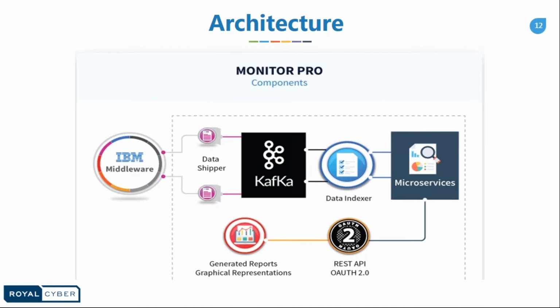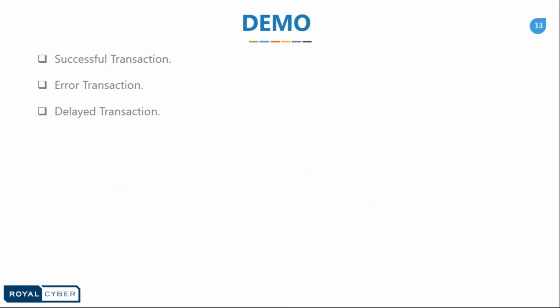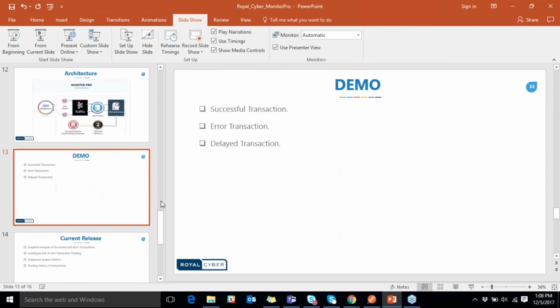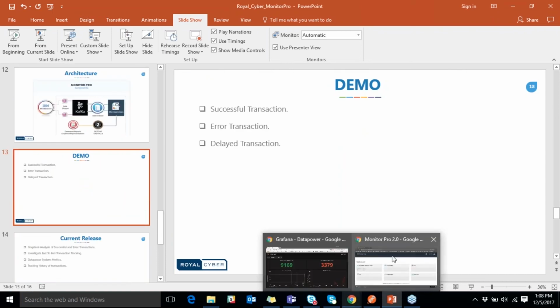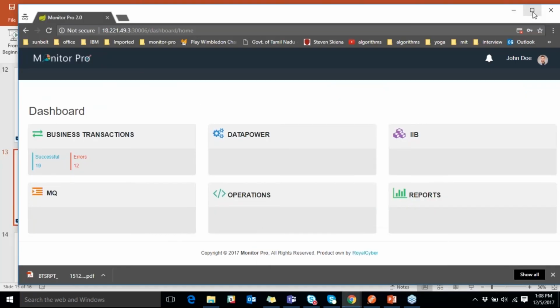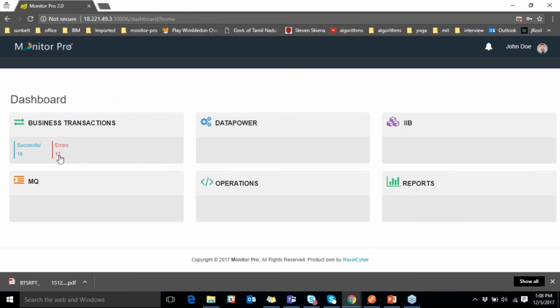and we have used all the open source stack. So the customer who is going to buy MonitorPro doesn't have to pay any license cost for the other software other than MonitorPro. So we do have Kafka, we do have microservices, we do have a high-end Elasticsearch database which supports high volume and high velocity, and we have shippers, our custom shippers. We wrote our custom shippers which can ship the different metrics from your IBM middleware.